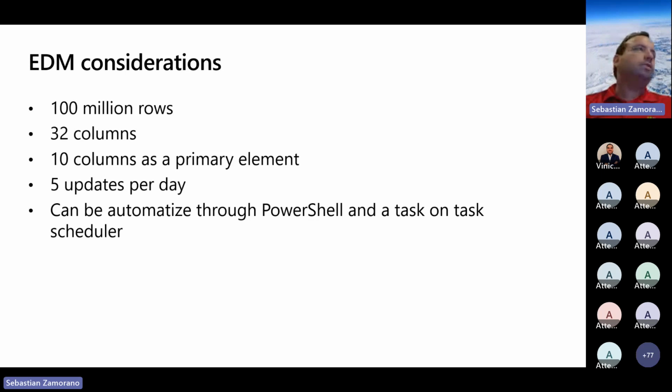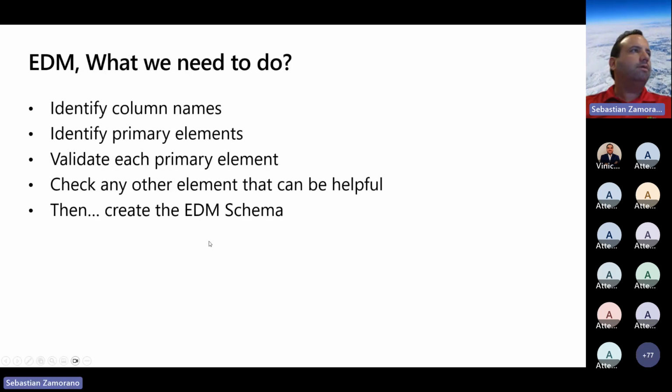Exact data match today permits you to upload 100 million rows and 32 columns. You can use 10 columns as a primary element. You can update 5 times per day. And another common question: you can automate this activity through PowerShell and a task in Task Scheduler for all of that.